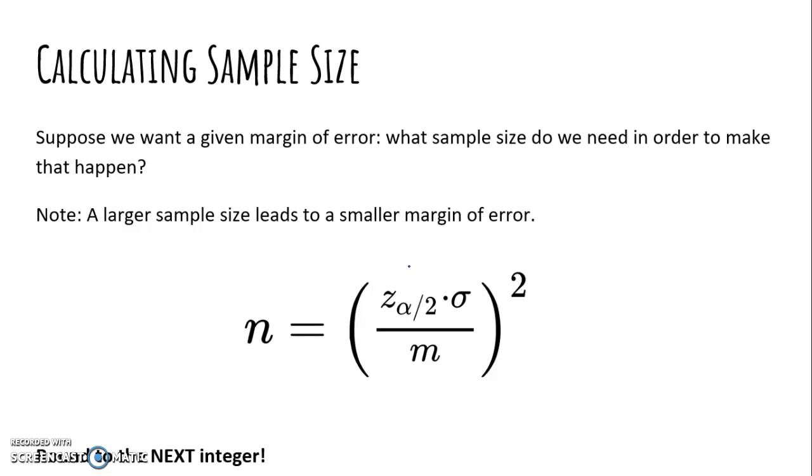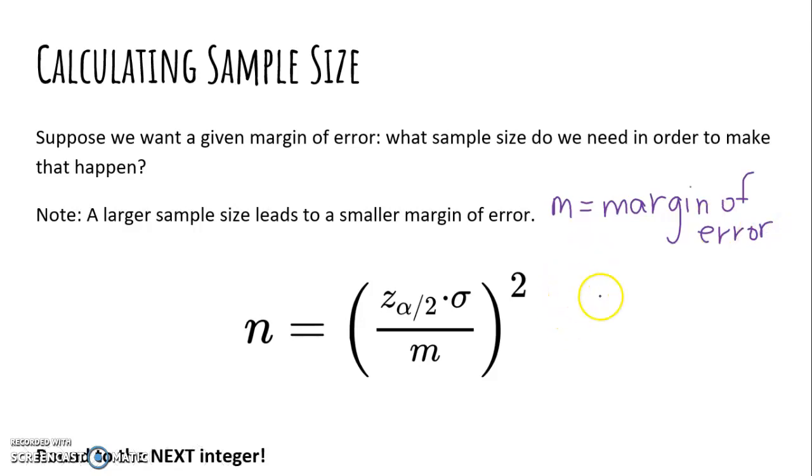Now let's talk about calculating sample size. This is the formula you're going to use if you want to calculate the sample size needed to find a confidence interval to estimate the mean when the standard deviation is known. So look at the pieces here. N equals the critical value times the population standard deviation divided by the margin of error. M stands for the margin of error. M equals margin of error. And then we're going to square it.